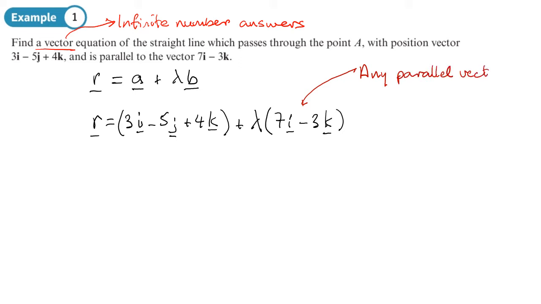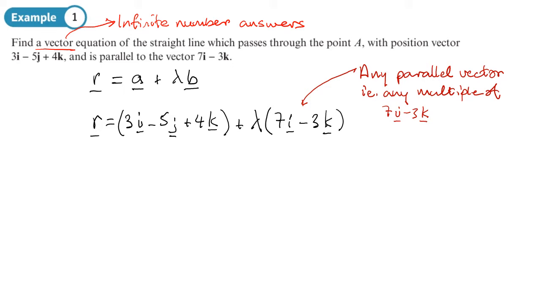And in fact, any multiple of that would have done, i.e. any multiple of 7i minus 3k would have done. Yeah. So that's one way I can write my answer.